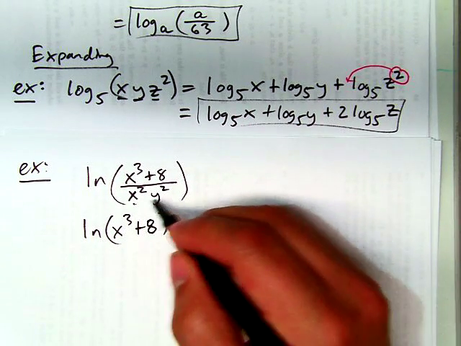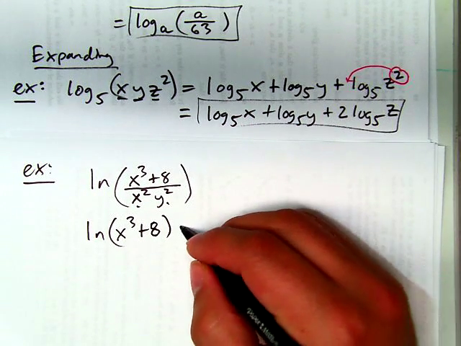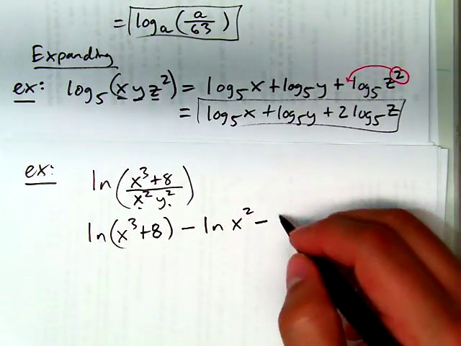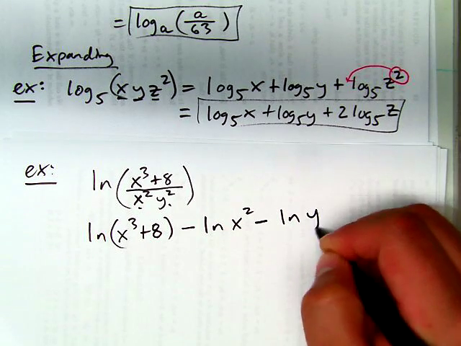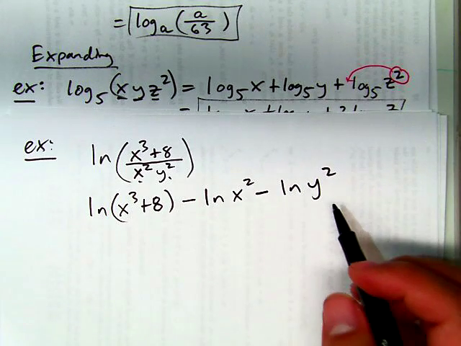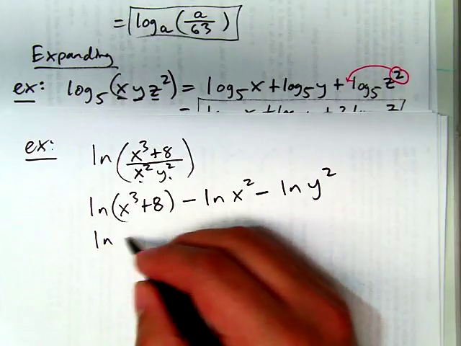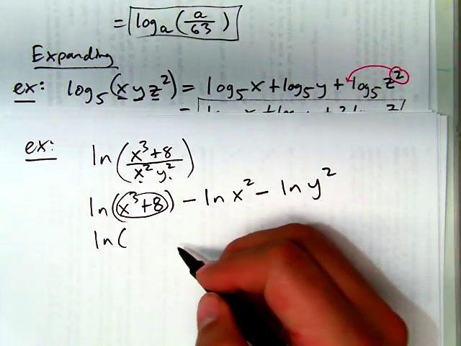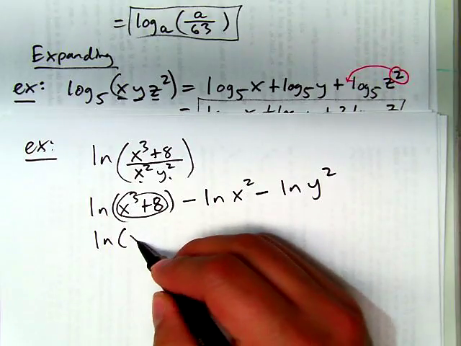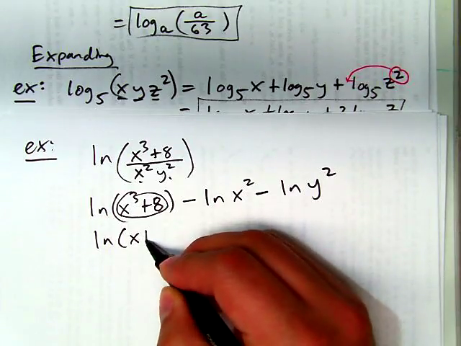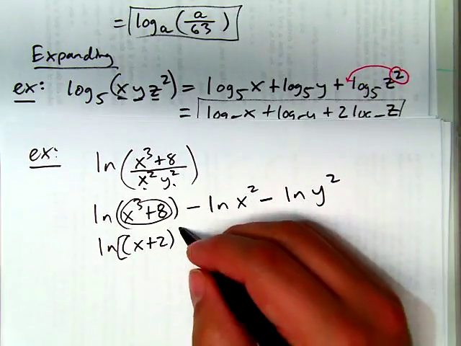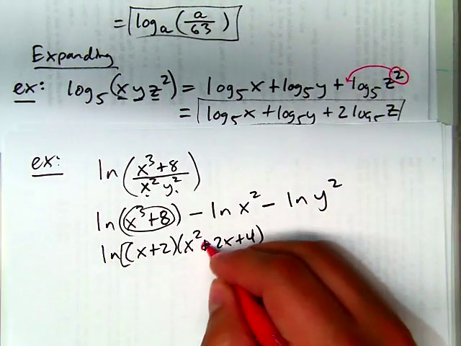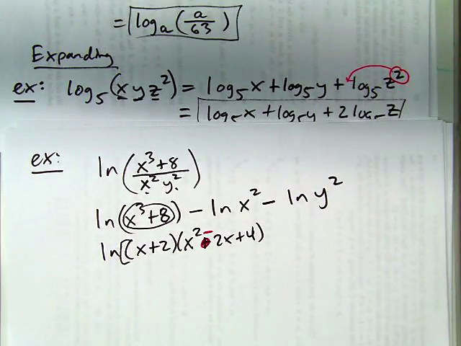But we are dividing by x squared and y squared, so we could say, let's subtract ln of x squared. And we also want to subtract, since we're dividing by y squared, natural log of y squared. Okay, so then this becomes natural log of, since we can factor x cubed plus 8, we can keep expanding. This will be using the sum of cubes formula. This is the same as the natural log of x plus 2 times x squared plus 2x plus 4. Oops, sorry. This should be a minus right here. x squared minus 2x plus 4.